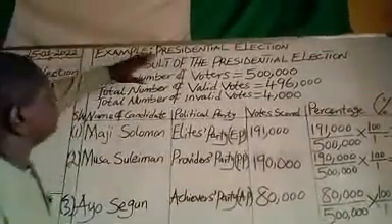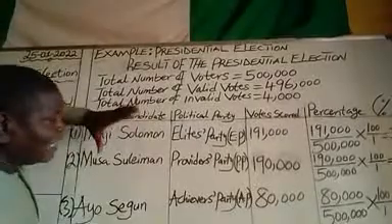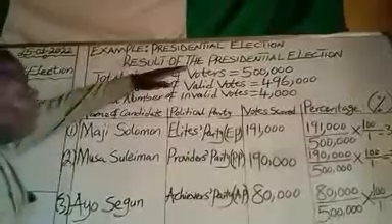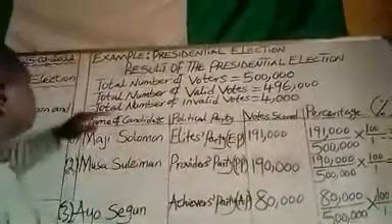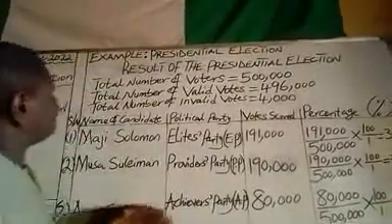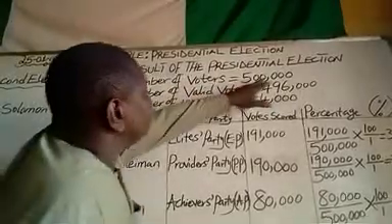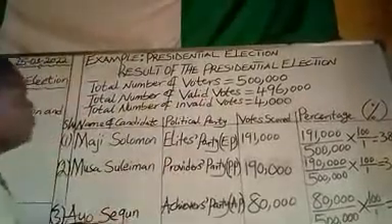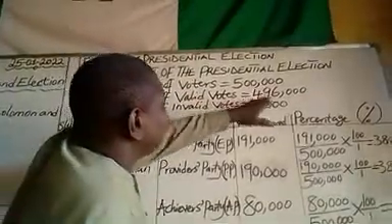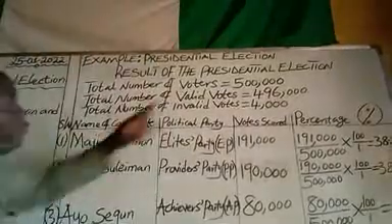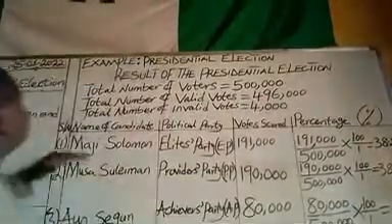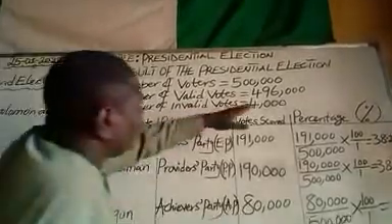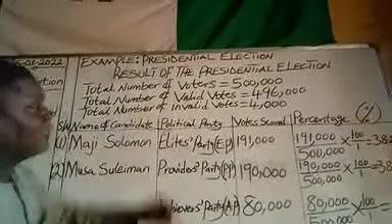Example. This is an example, okay? Presidential election. Result of the presidential election. Total number of voters, 500,000. Total number of valid votes, 496,000. Total number of invalid votes, 4,000. Okay.